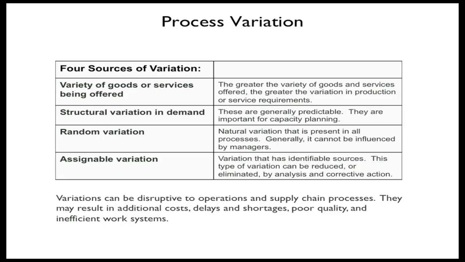And then there's structural variation in demand. These are generally predictable variations. An example is a restaurant. Restaurants have a structural variation. At lunchtime you have a bunch of people, and at supper you have a bunch of people, and there are not so many people in between. So those are very predictable, and maybe on Monday night you don't have very many customers. On Friday night and Saturday night you may have a whole bunch. So those are examples of structural variation.